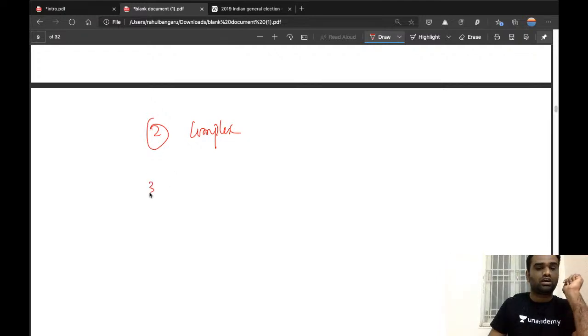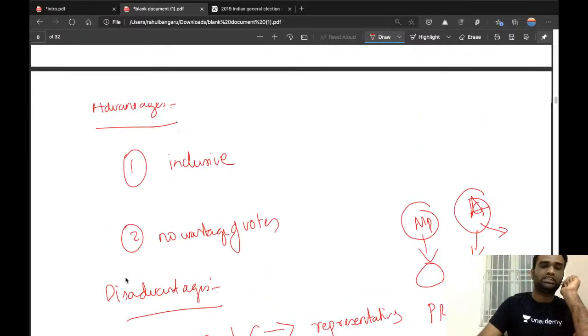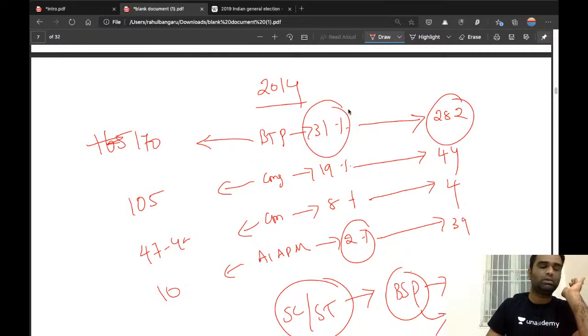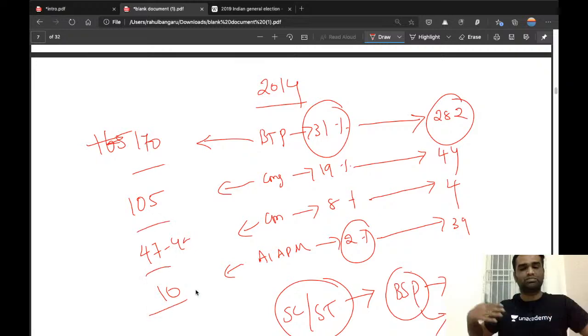Now the second disadvantage in proportional representation system is that the voting procedure is very complex. Now the third disadvantage is that, see here, in the first past the post system, I have given you the vote share in the 2014 elections. Here we are getting a decisive majority, even though only 31% of people voted for BJP. Now, in the proportional representation system, the seats are getting fragmented between various political parties.